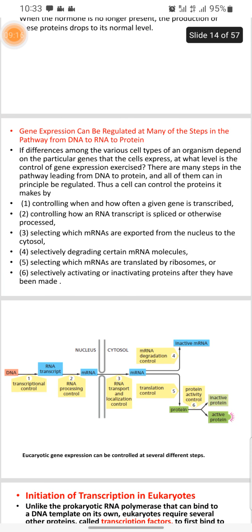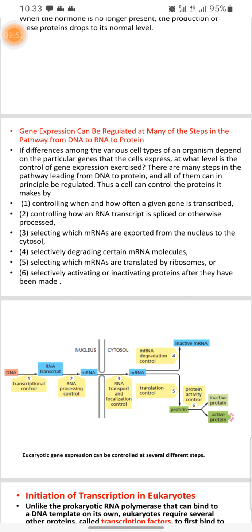So gene expression can be regulated at many steps in the pathways. For example, differences among the various cell types of the organism depend on the particular genes that the cell expresses, at the level of gene expression control. There are many steps in the pathways leading from DNA to protein. DNA first leads to RNA, then protein, and all of them can in principle be regulated.